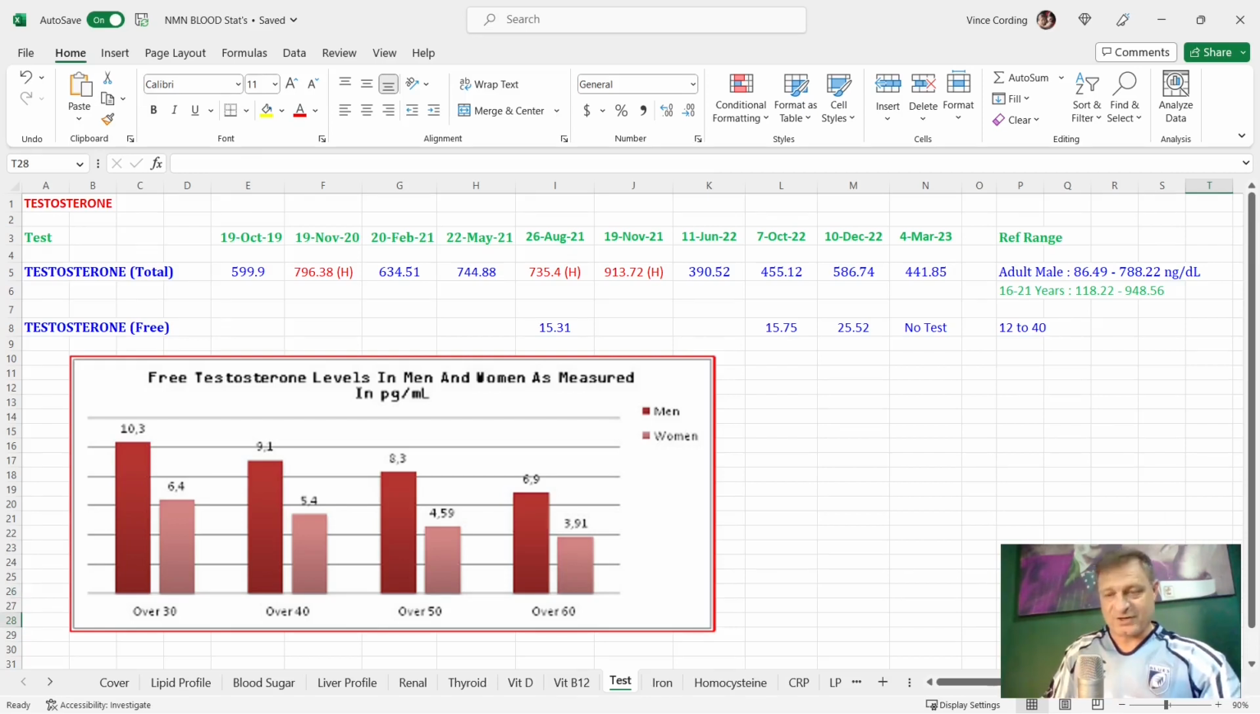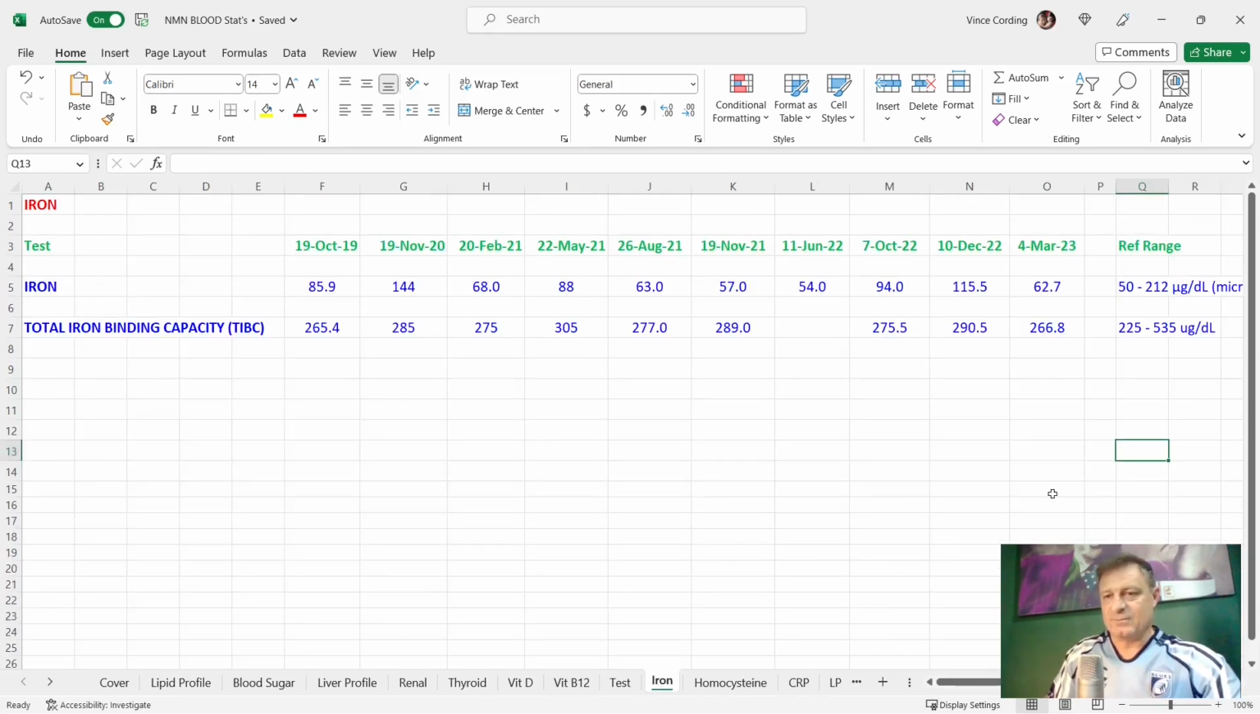I think the medical profession should look into getting more accurate brackets and age groups and not worry about moving the reference range for uric acid up and down by maybe 2 or 3 points. The next one is iron. You can see here my iron down from 115 to 62, but still well within the range. 50 is the lower end. And for my total iron binding capacity, it's 266, down slightly, but again, still well within the range.